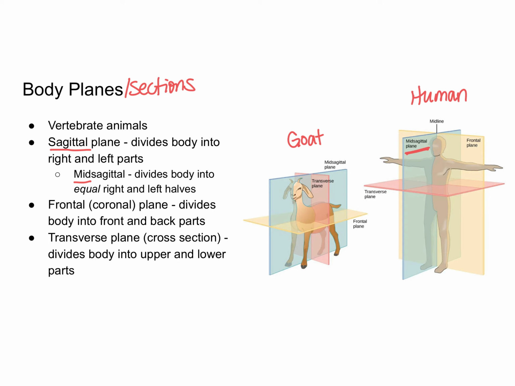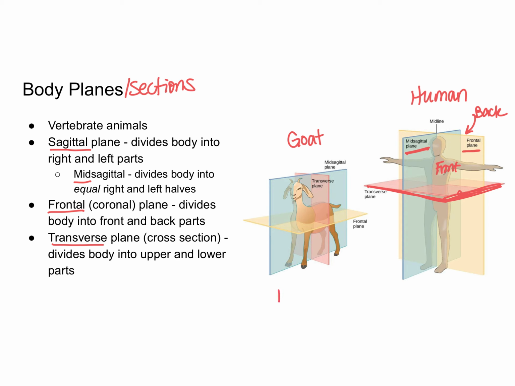The frontal or coronal plane divides the body into front and back parts. So you can see that in this plane, we've got the front of the human here, and then the back here. And the transverse plane is also known as a cross-section, and you can see that right here. And it's going to divide the body into a top and a bottom part, or an upper and lower part.